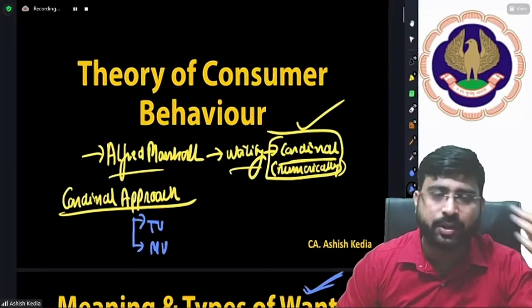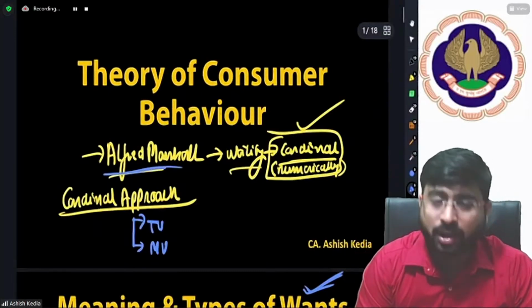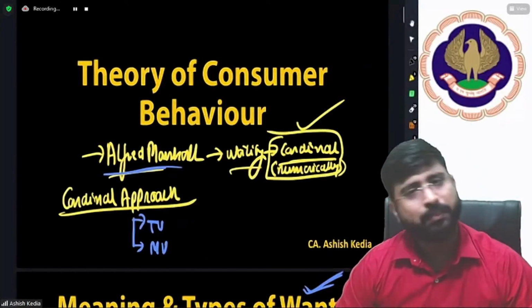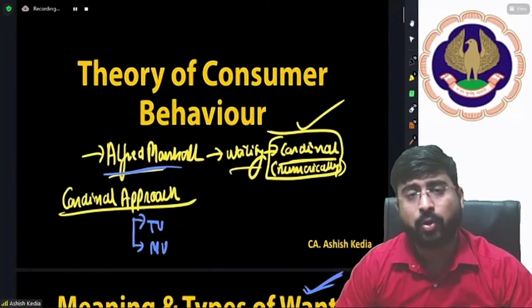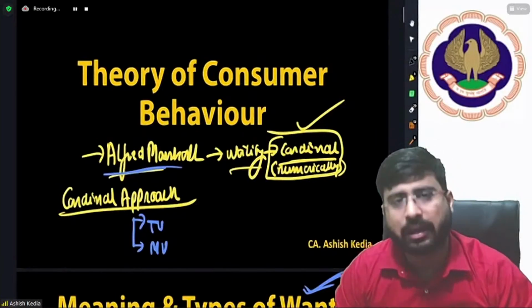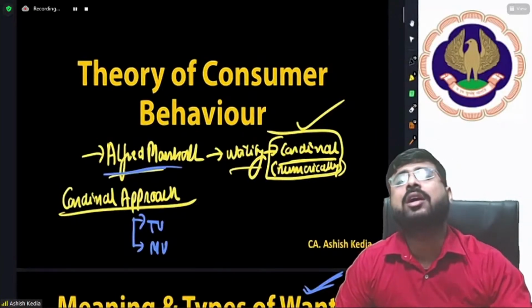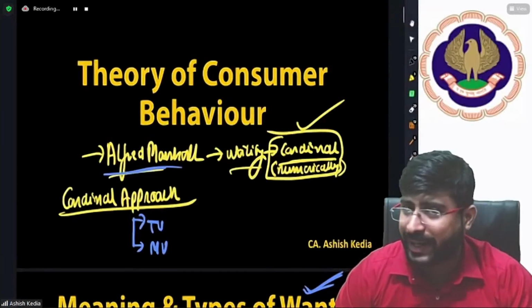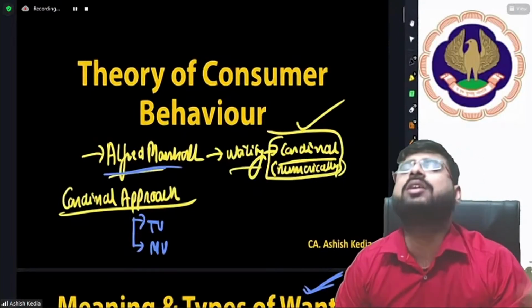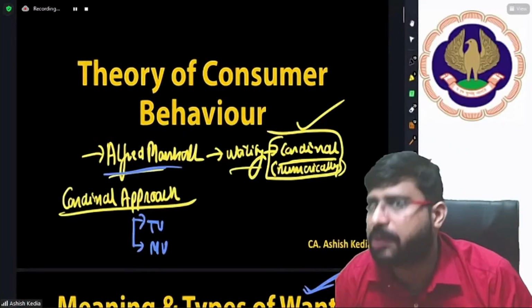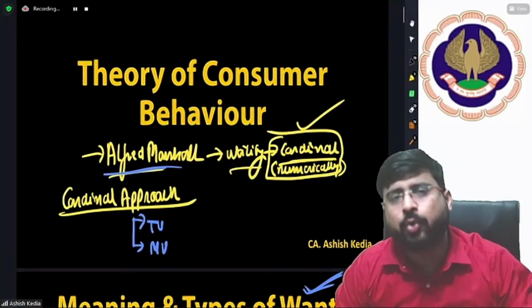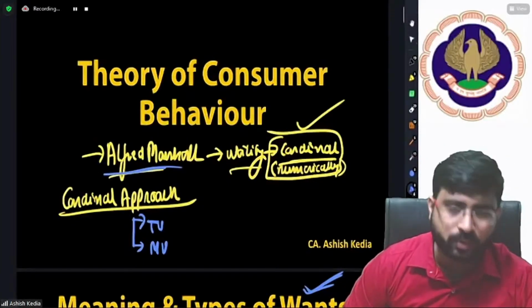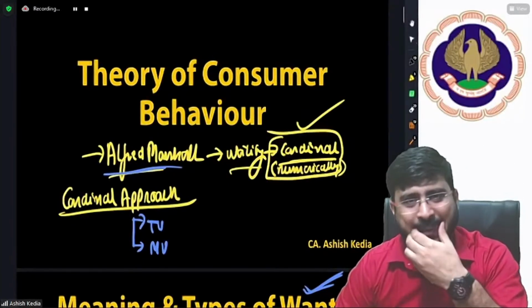Sir, what did you say? As per Alfred Marshall, utility is cardinal, meaning it can be assigned a numerical value. So how do we calculate the numerical value? What did I say? As per Alfred Marshall, utility is cardinal, which means utility can be assigned a numerical value. How do we assign that numerical value?